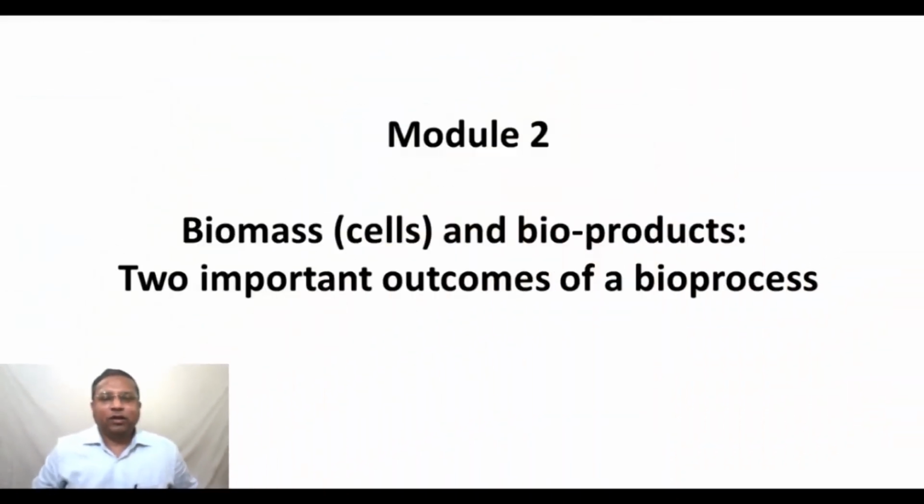Now let us continue with module 2, which is on biomass, cells and bioproducts. These are the two important outcomes of any bioprocess. They could be cells themselves, or they could be molecules made by these cells. Let us look at these one by one.